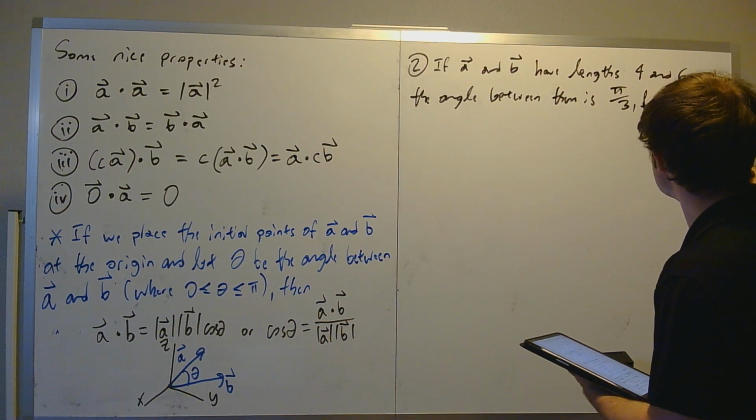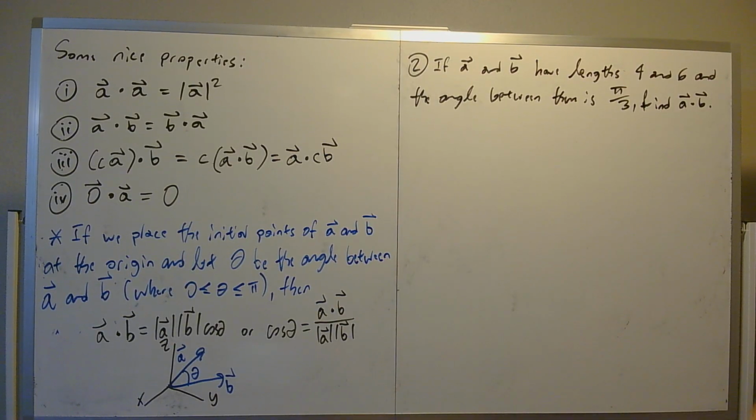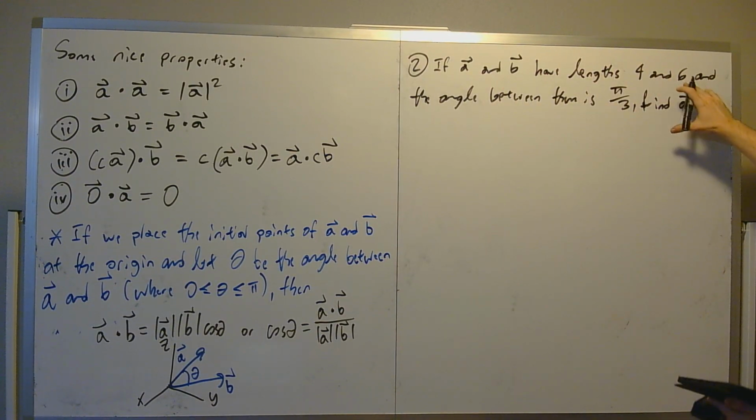Find A dot B. Right. So this is the problem here. A and B have lengths 4 and 6 respectively. The angle between them is pi over 3, which is the same thing as 60 degrees. We need to find A dot B. Okay, so we just use the formula.